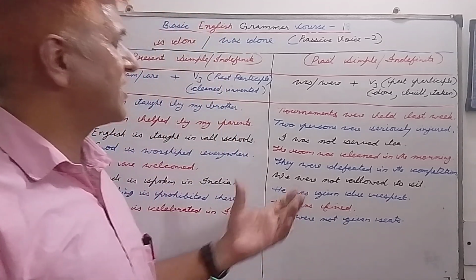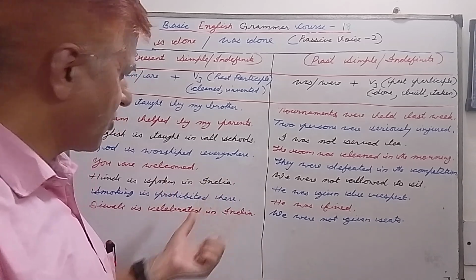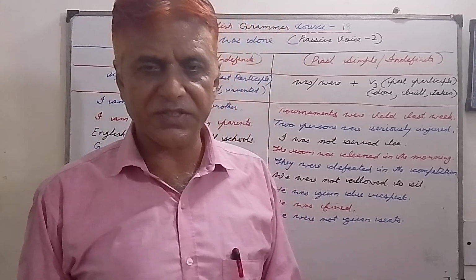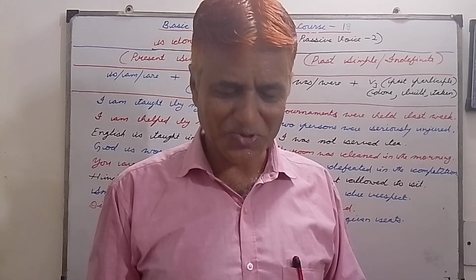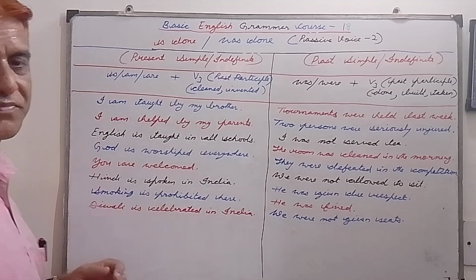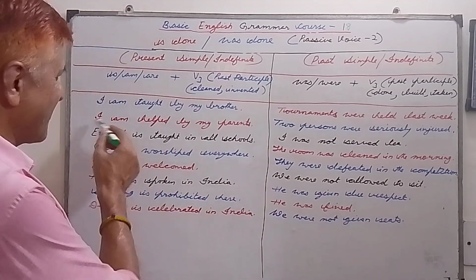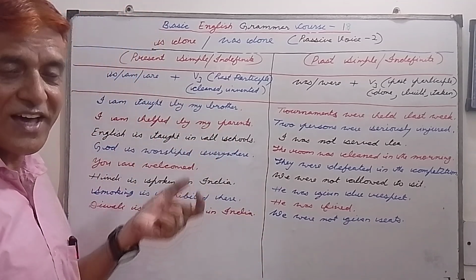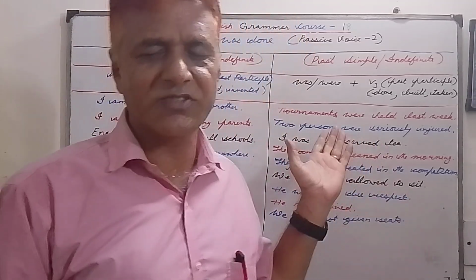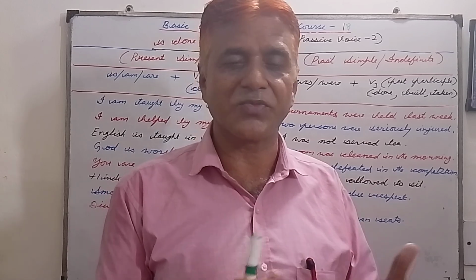So my dear students, similarly you can practice passive voice. In spoken English, passive voice is not used much. For example, instead of "I am taught by my brother," we generally say "my brother teaches me." Instead of "I am helped by my parents," we say "my parents help me." In spoken English we use active voice mostly, but we must have the knowledge of passive voice.